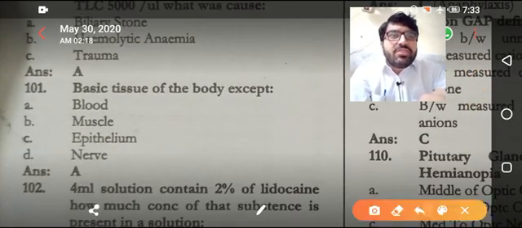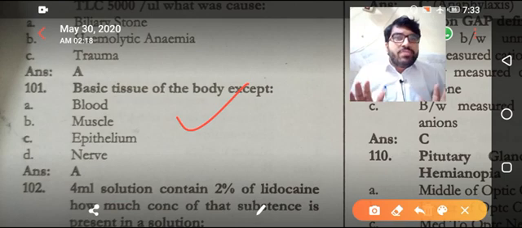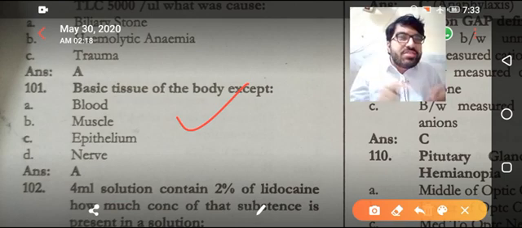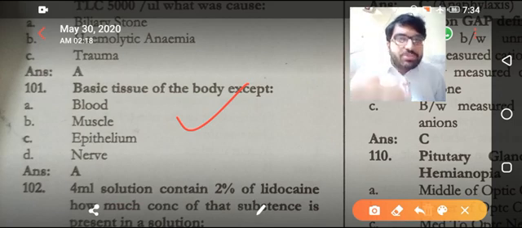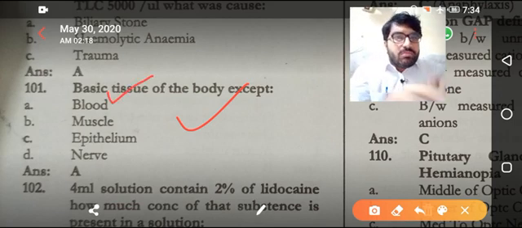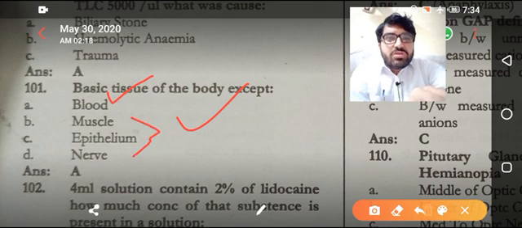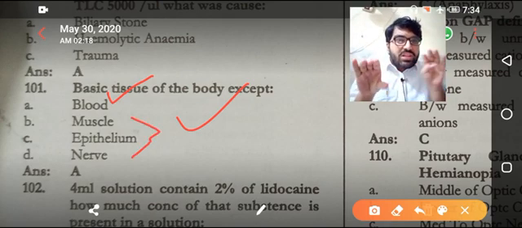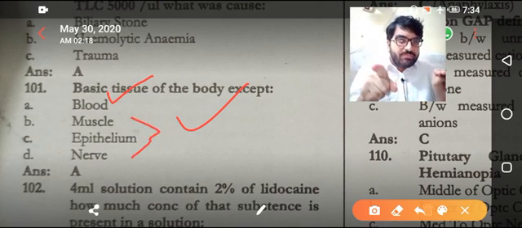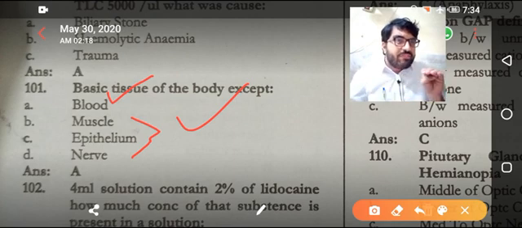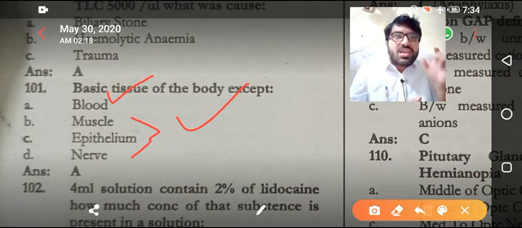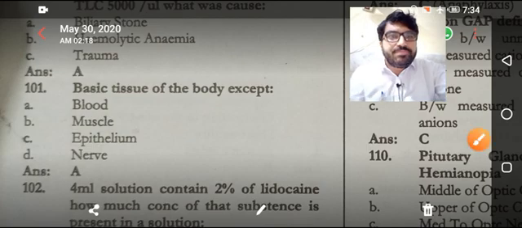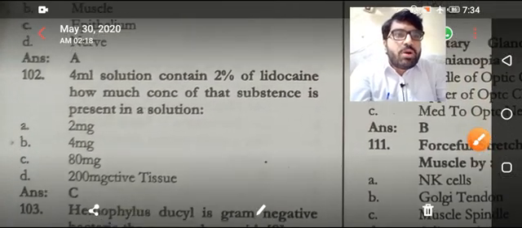Basic tissue of the body is all except. Now you have to look in the exam, if there is another tissue in the options you have to pick that, but out of these options I will pick the blood, because the three tissues are the major categories, while the fourth one, connective tissue, is missing. The blood is a further classification of the connective tissue, so that is least likely, but you have to keep in mind, if there is another option in the exam you have to pick that, but if that is missing then choose the blood.